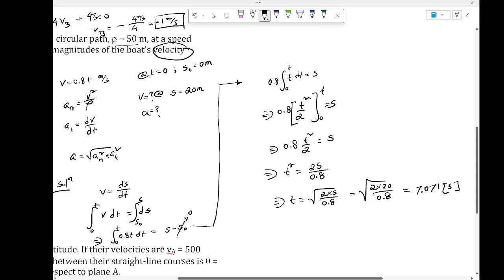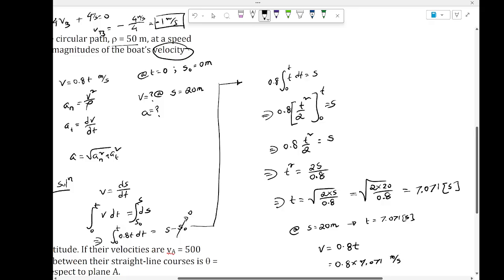So now that you have the t, let's see if you can find the solution of the problem. What are you after, by the way? We are after, at s equal to 20 meters, what is the value of v, right? What is the equation again? We already defined at s equal to 20 meters, we have 7.071 seconds, right? So you have this 0.8 t. That's the equation, by the way, right? 0.8 times 7.071, right?